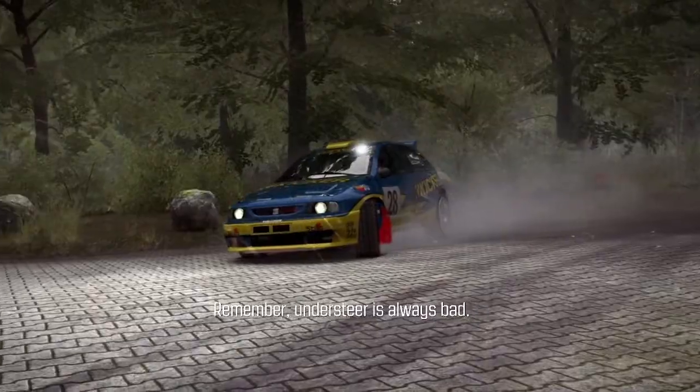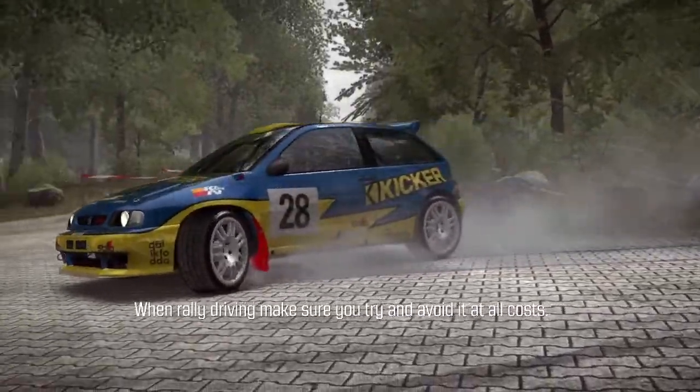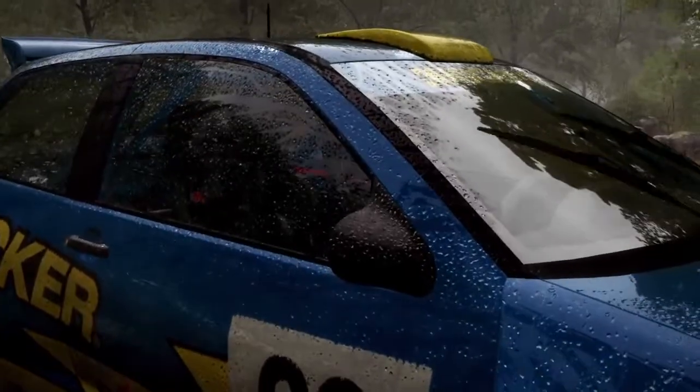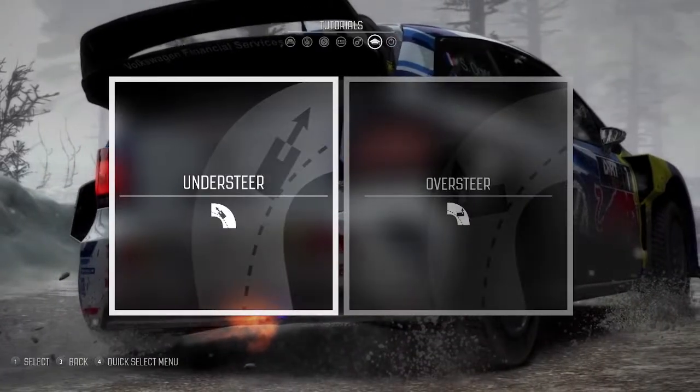Remember, understeer is always bad. When rally driving, make sure you try and avoid it at all costs. Or end up in a bush.